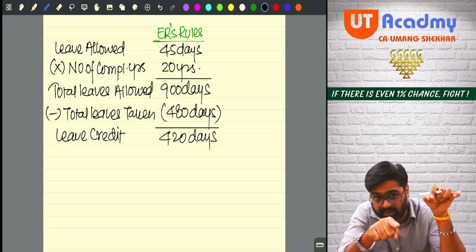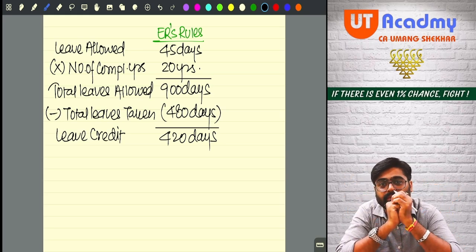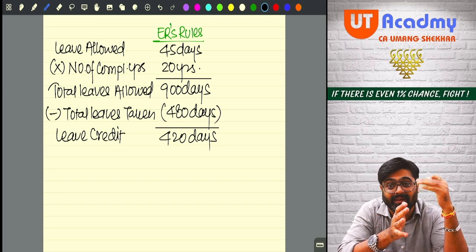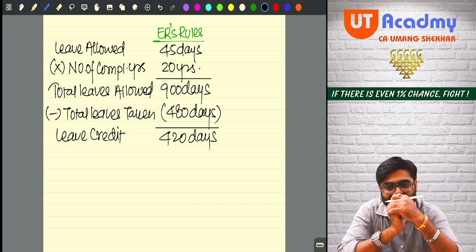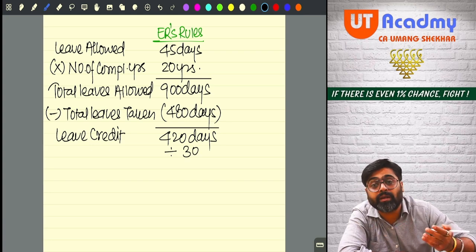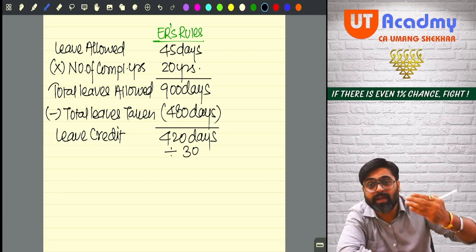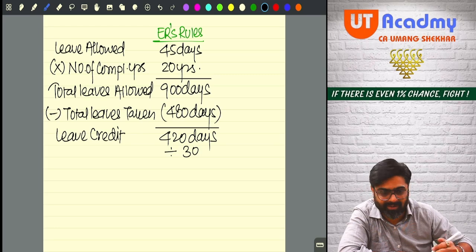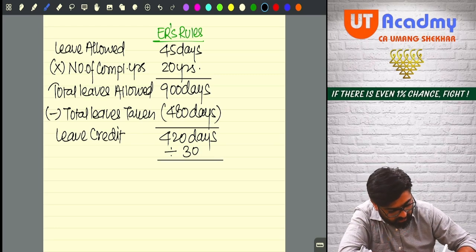So this leave credit in days will not be used in that limit. So what are you supposed to do? You are supposed to divide it by 30. You are supposed to convert it into months. To convert days into months, we divide by 30, no? So divide by 30, how many? 14 months you will get.